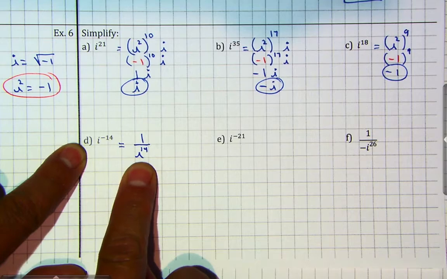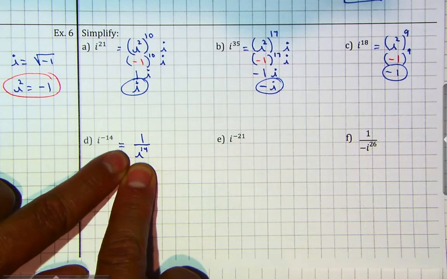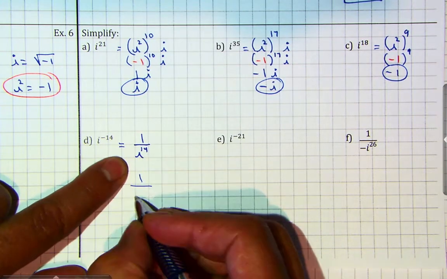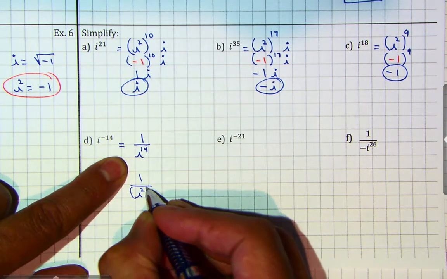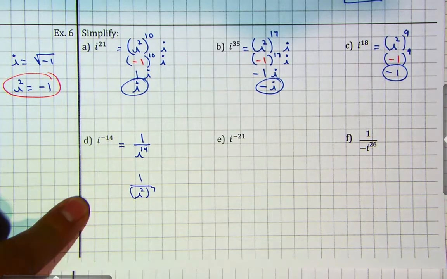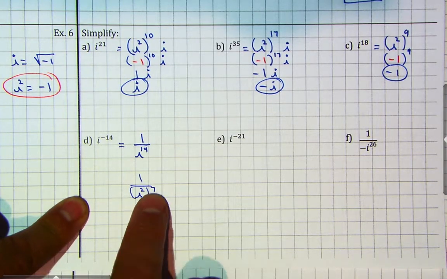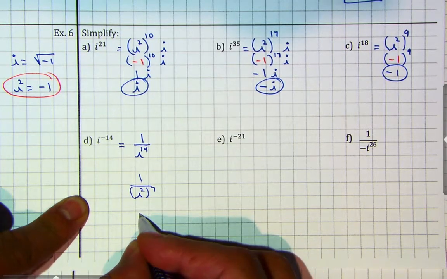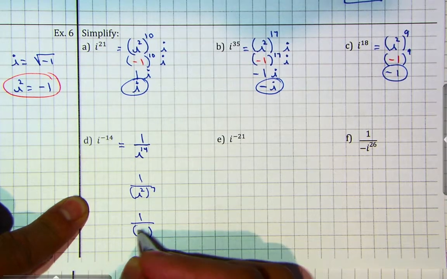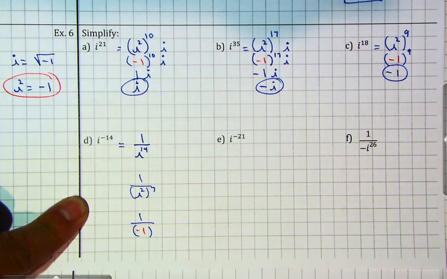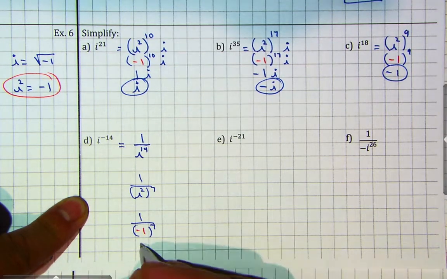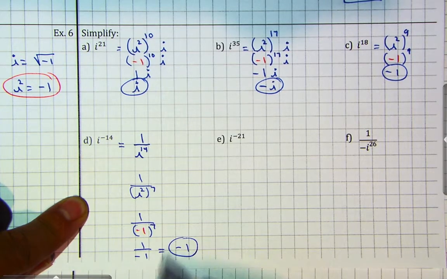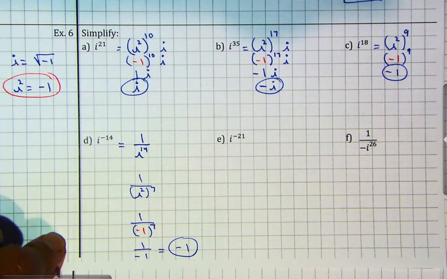Now I'm going to simplify. I want to go through the same process. How many i squares do I have in 14? 7. Do you agree? 2 times 7 is 14. i squared equal to negative 1. So this becomes 1 over negative 1 to the 7th power. And what's negative 1 to the 7th power? It will be negative 1, which is negative 1. 1 divided by negative 1 is negative 1.